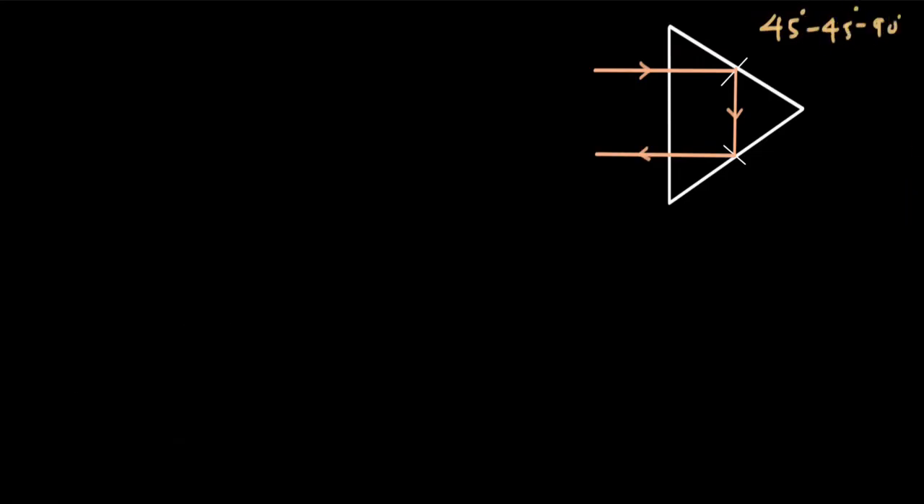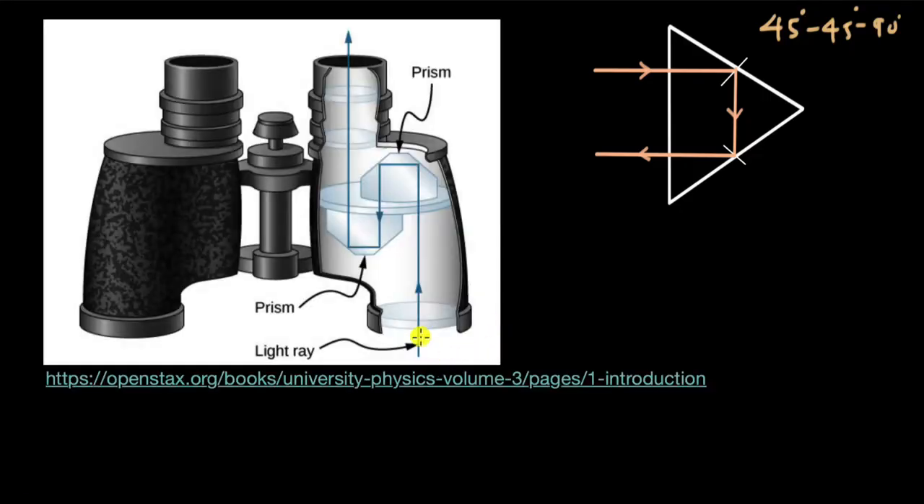And a binocular will use the prism like this. You have a light ray coming in, it undergoes total internal reflection from this prism, again it undergoes total internal reflection from the second prism, and then it reaches the lens closer to the eye.